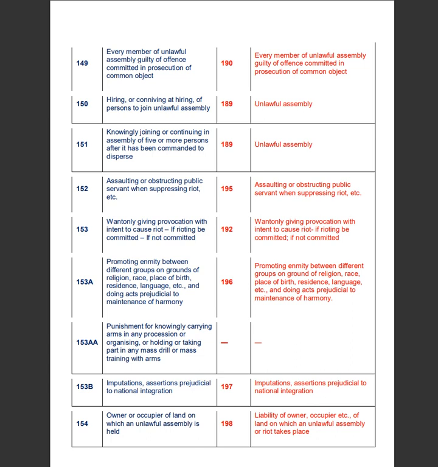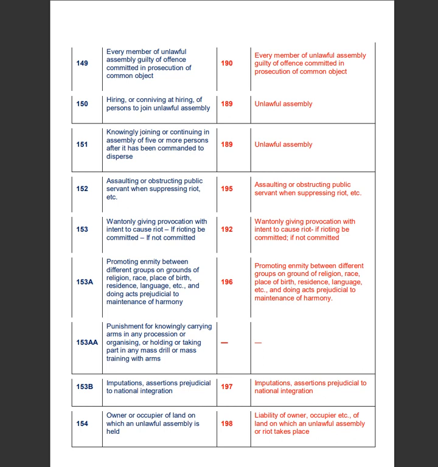Section 149 of the IPC deals with every member of unlawful assembly guilty of offence committed in prosecution of common object, whereas Section 190 of the BNS deals with every member of unlawful assembly guilty of offence committed in prosecution of common object. Section 150 of the IPC deals with hiring or conniving at hiring of persons to join unlawful assembly, whereas Section 189 of the BNS deals with unlawful assembly.